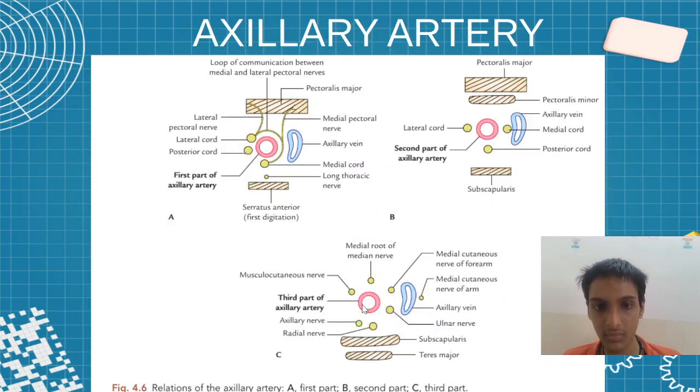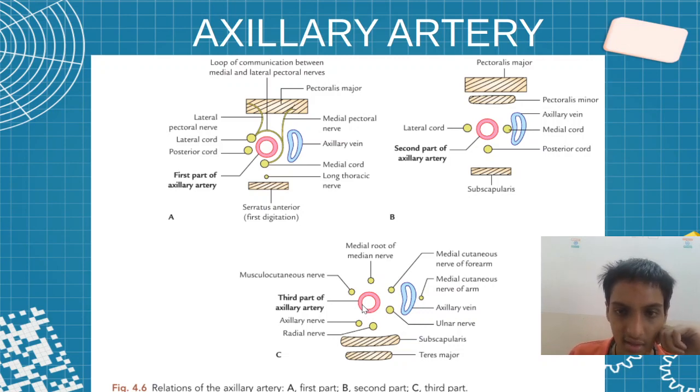Let us see the relations of the axillary artery. Three parts. So now we are finding the three parts. Here the first and second will be very similar. Pectoralis major is there in both. We have the cords. Cords are common: lateral, posterior and medial cords. Remember as MPL, Mobile Premier League.